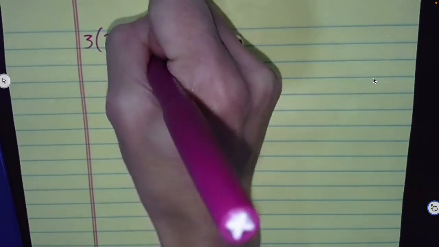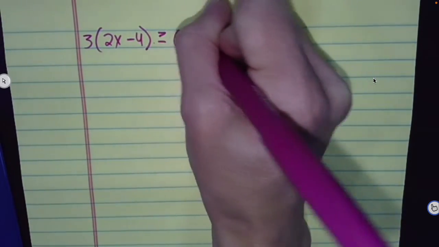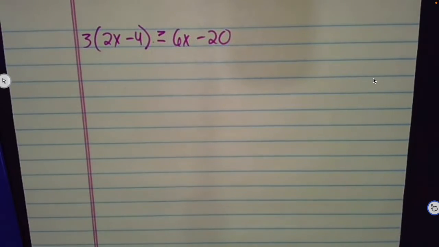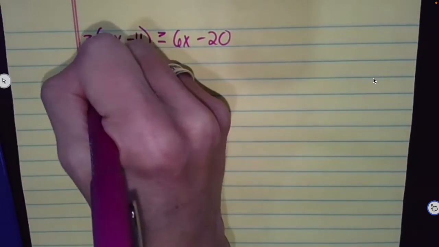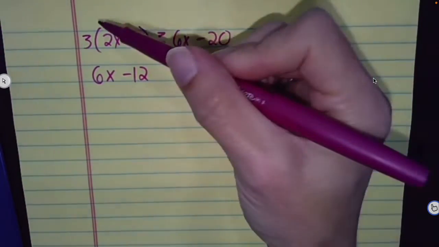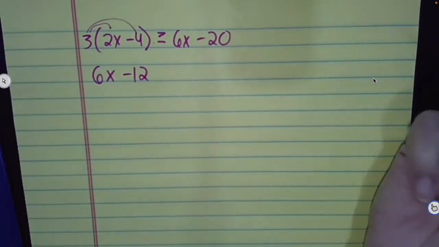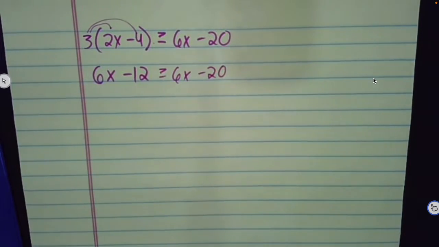3 times 2x minus 4 greater than or equal to 6x minus 20. All right, what do I do on this one? Multiply. Yeah, that's exactly right. 6x minus 12. Do y'all know where we got that? 3 times 2x and 3 times 4. I'm going to bring everything else down. Now let's move our variable.